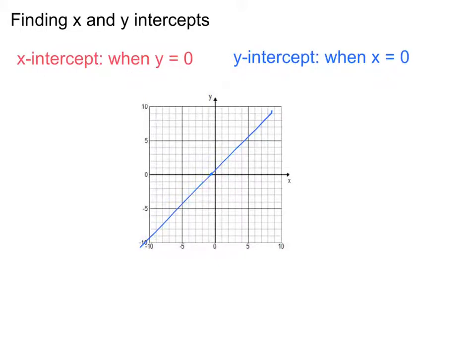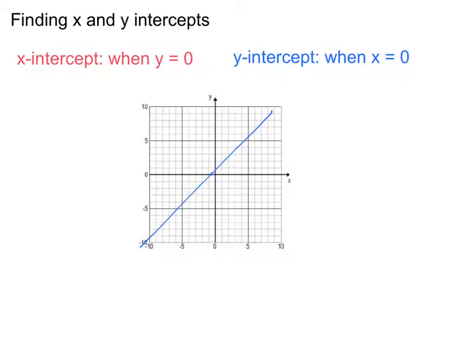So we can use that fact to help us by plugging in, if we have an equation for that graph or a line. Lines are what we're dealing with right now, but for any graph, if you plug in 0 for y, you can find the x-intercept. Same thing goes for a y-intercept.